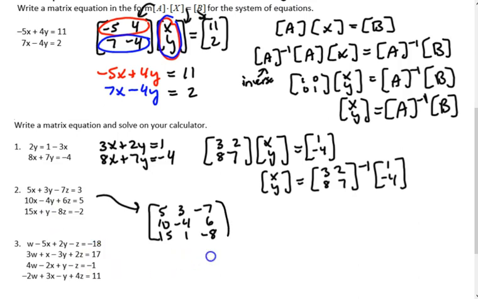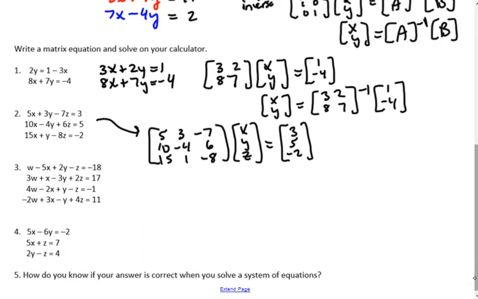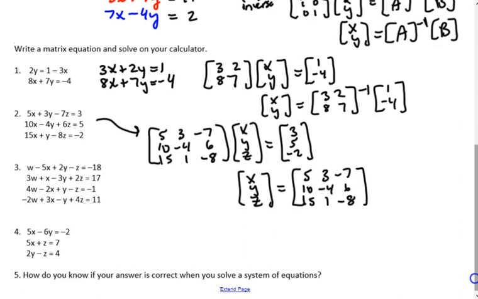Negative 8 times x, y, z in this case is equal to 3, 5, negative 2. So to solve this matrix equation, I'm going to have x, y, z equal to this matrix 5, 3, negative 7, 10, negative 4, 6, 15, 1, negative 8, inverse matrix times 3, 5, negative 2. Putting that on my calculator, then I'll figure out what x, y, and z is.